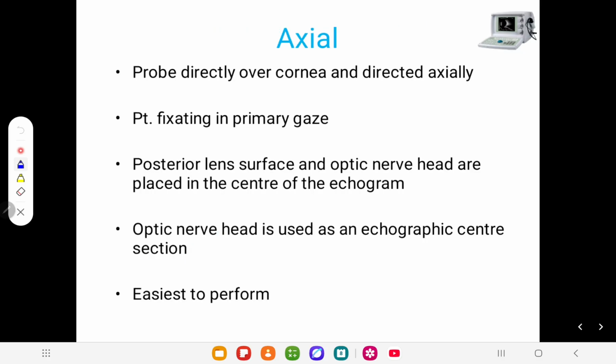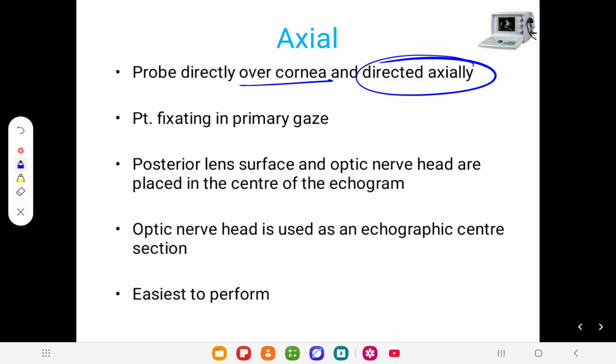So what is axial? Axial means directly in axis. It's very simple. The probe is directly over the cornea. If the eye is closed, then it is directly over the cornea, but over the lid. The patient fixates on the primary gaze. The patient does not fixate on another gaze. It's just primary gaze, straight forward.